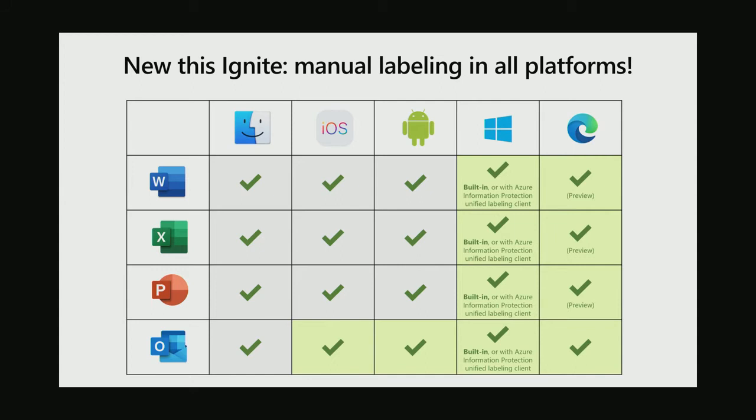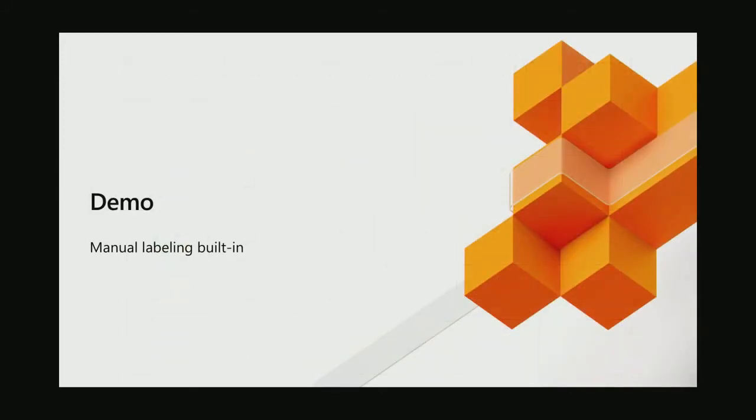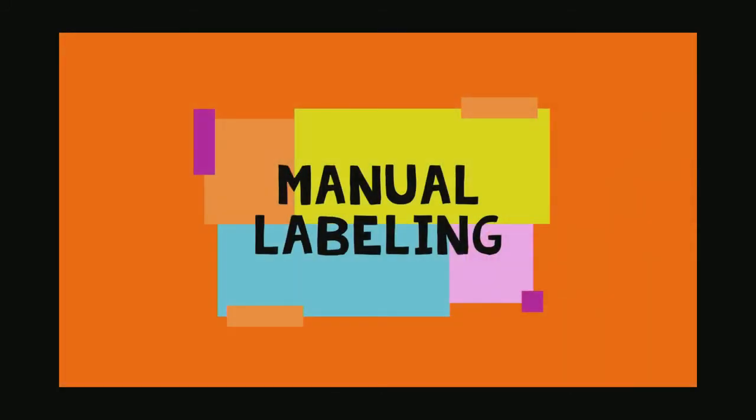And then on the web, we now have a preview in Word, Excel, PowerPoint of having the ability to apply labels built right into the Word, Excel, PowerPoint on the web apps, and Outlook on the web as well. So let's get right into the demos. I'll start with manual labeling. And I have my fancy video.